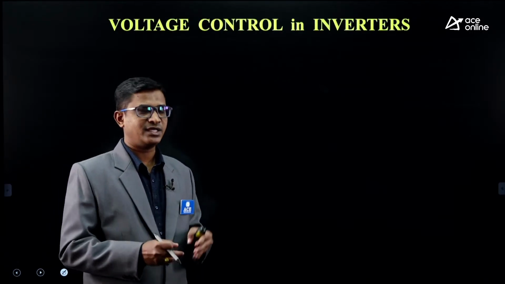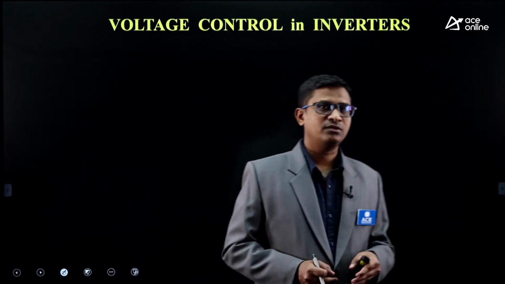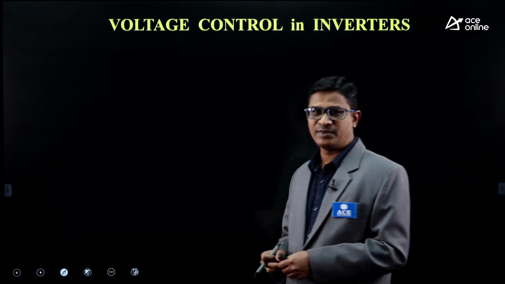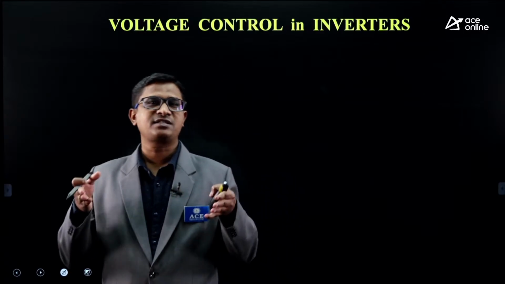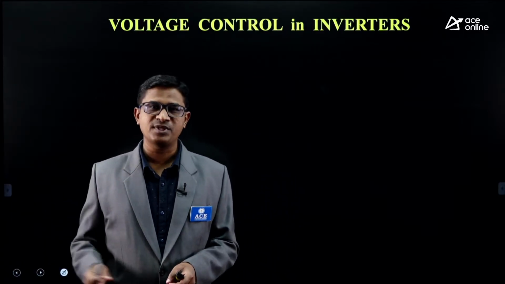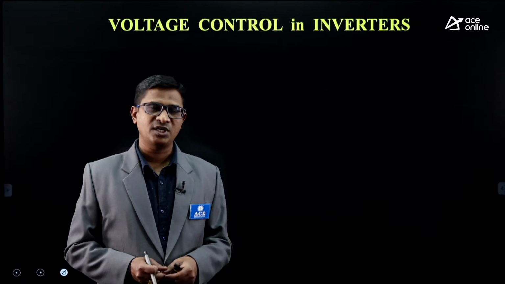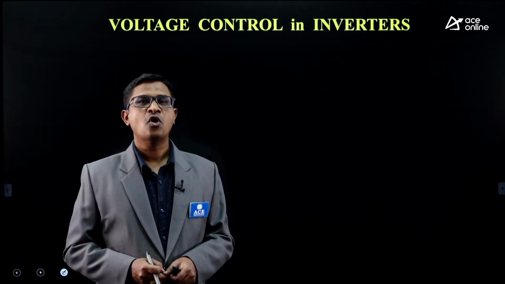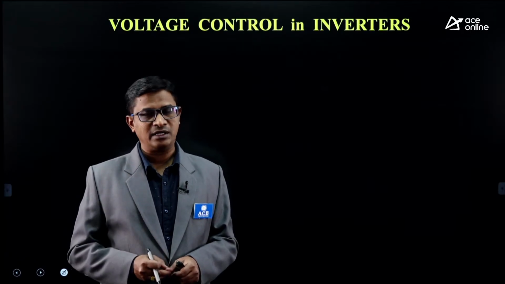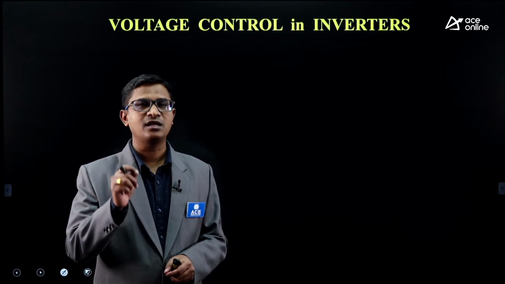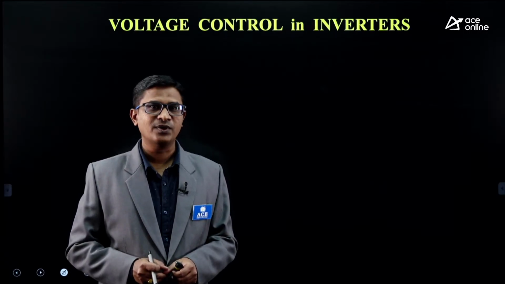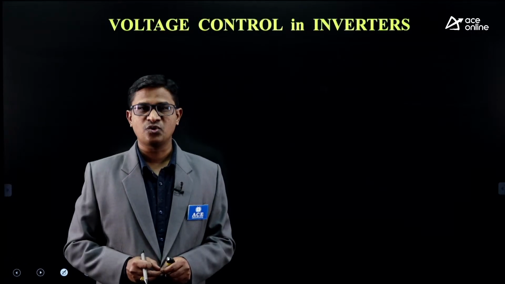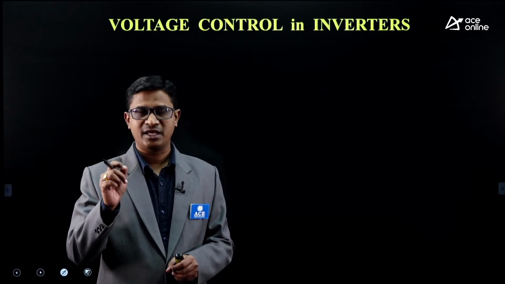So there are various ways to control the inverter output. Various ways means we can add an external block either at the input side of the inverter or at the output side of the inverter. We can connect two inverters in series, or the very important technique, that is the internal control of the inverter, meaning the control is within the inverter itself. It is known as the pulse width modulation technique.